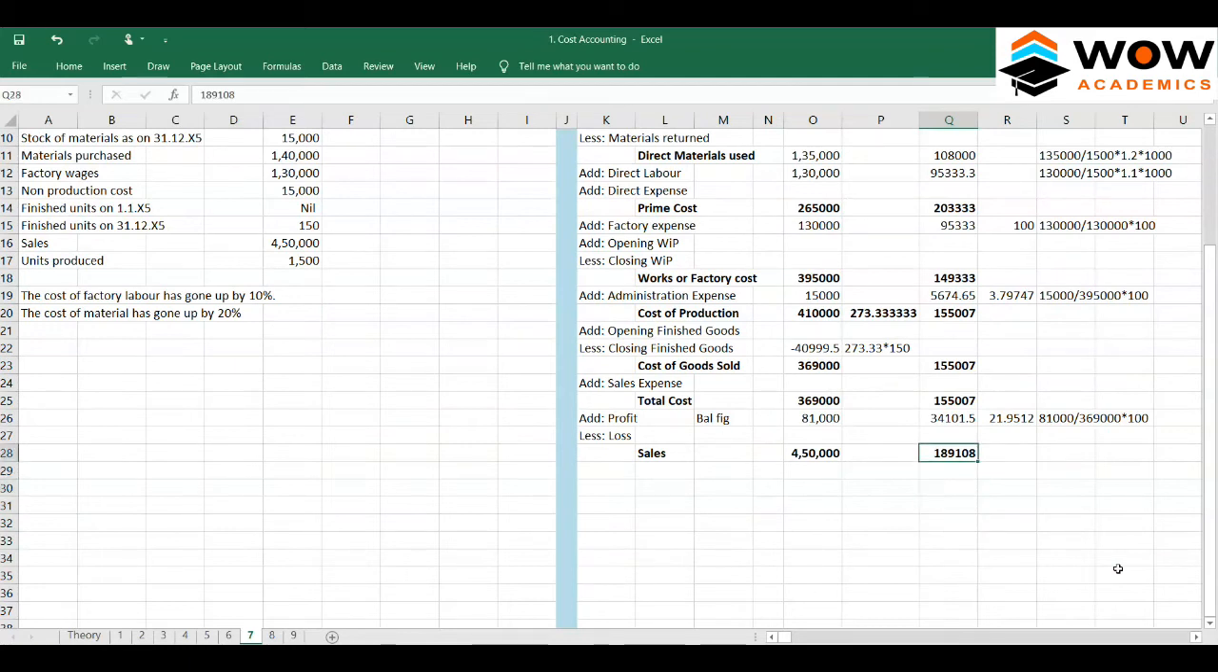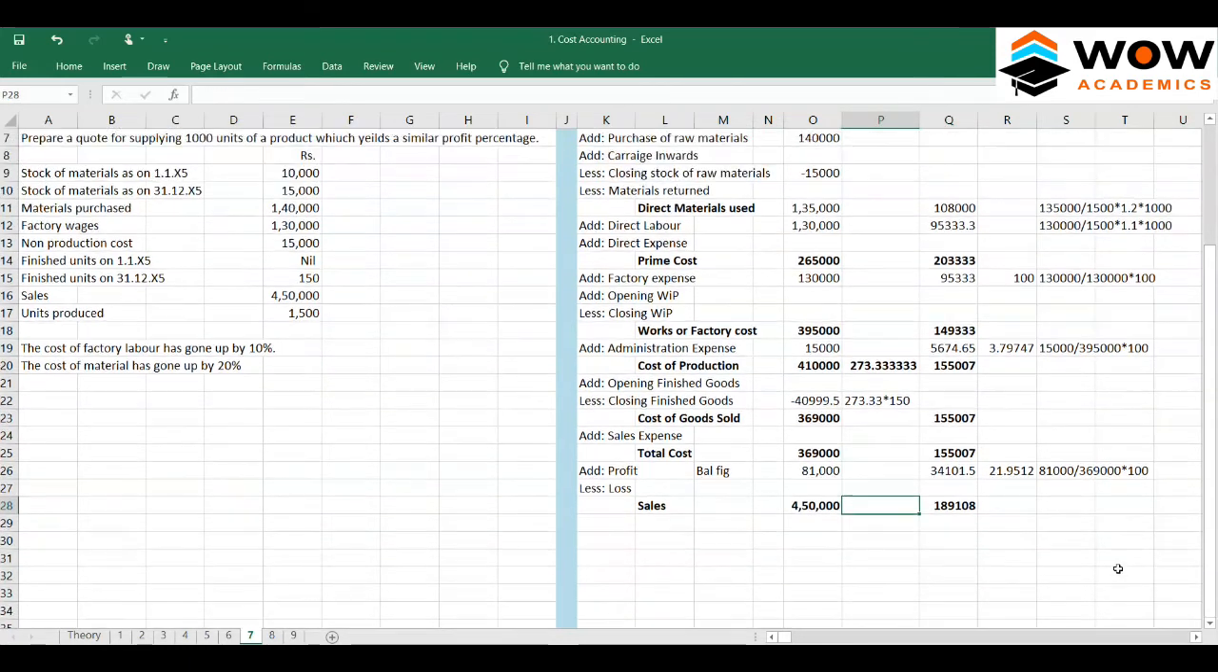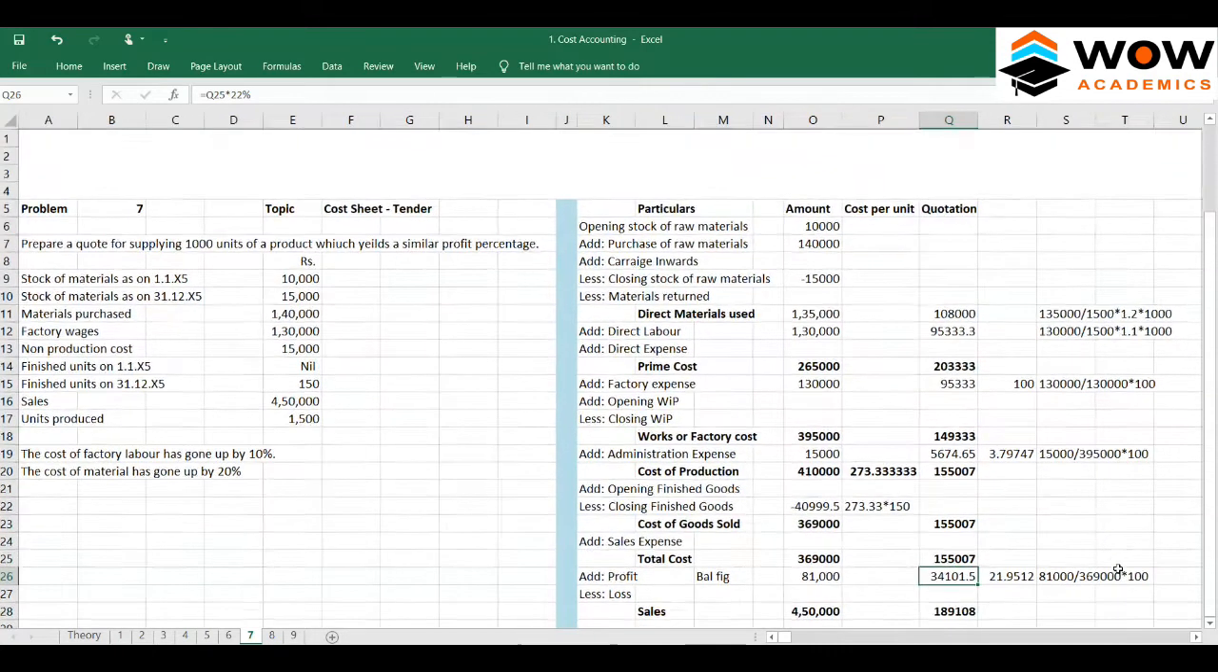So we can't directly take the selling price and quote it, because there are expenses which have gone up. So that will change the profitability of the project, but still we are ensuring that however the cost goes, 22% of that cost is the profit. Okay, so that's about this sum. We'll move on to the next sum.